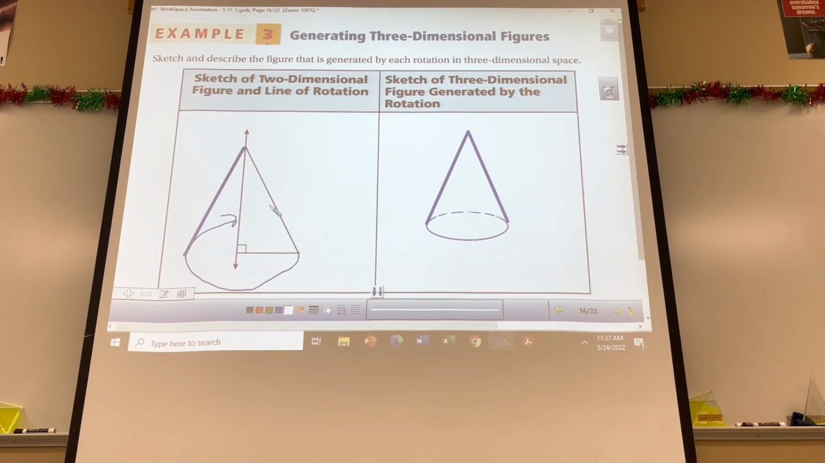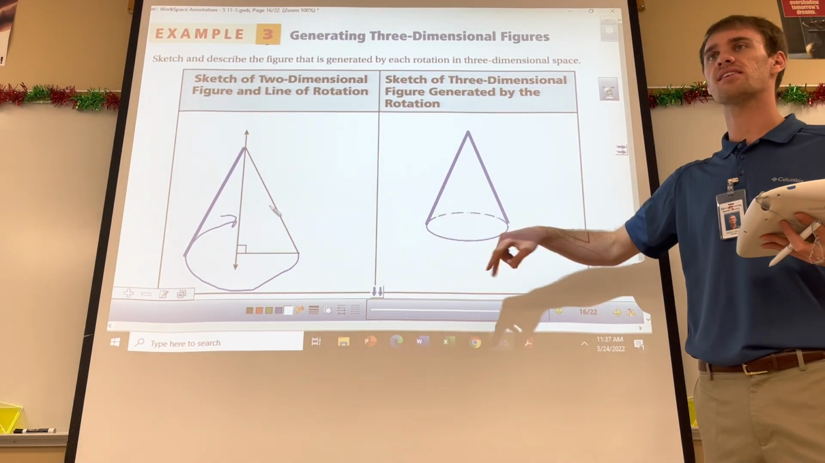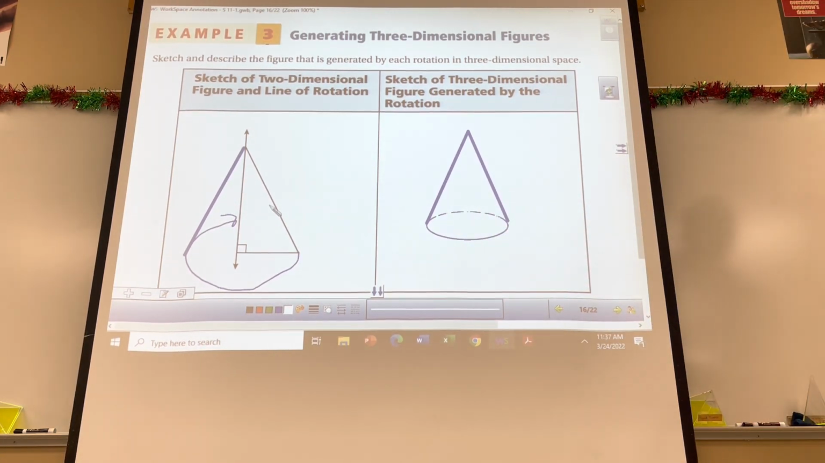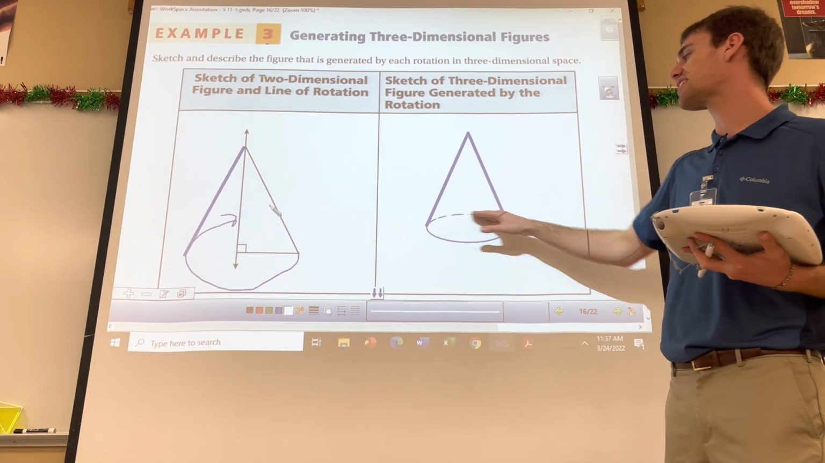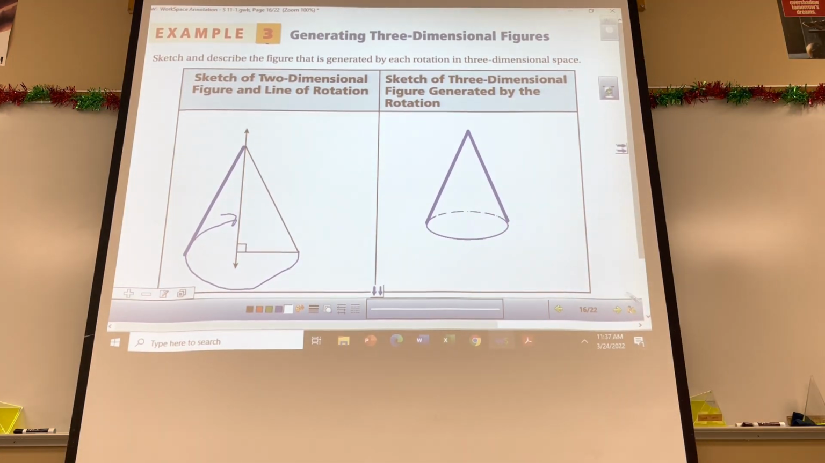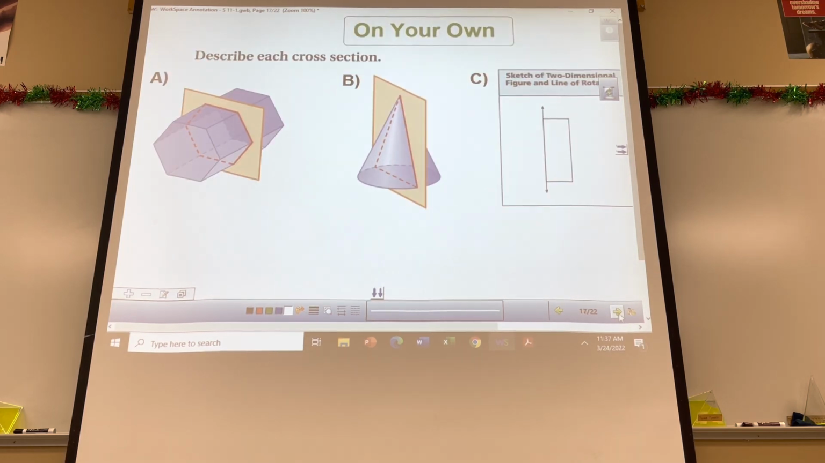Alright, so can someone tell me why I erased these parts to make it dashed in the back? Xavier? Because you can't really see it if you're looking at it. Right, so guys, with a cone, unless it's see-through, you can't see that back line. So that's why I did that.